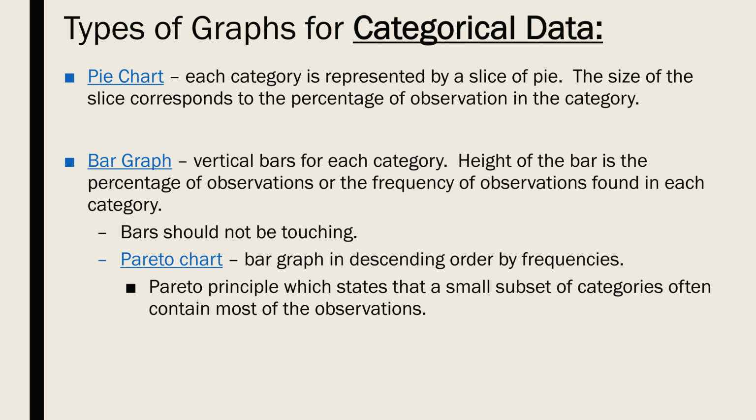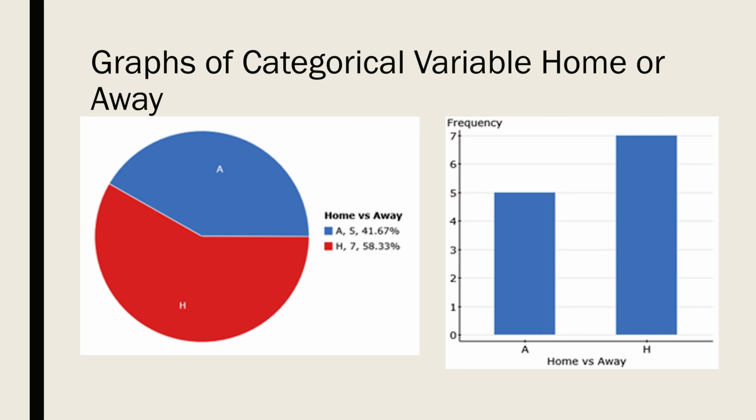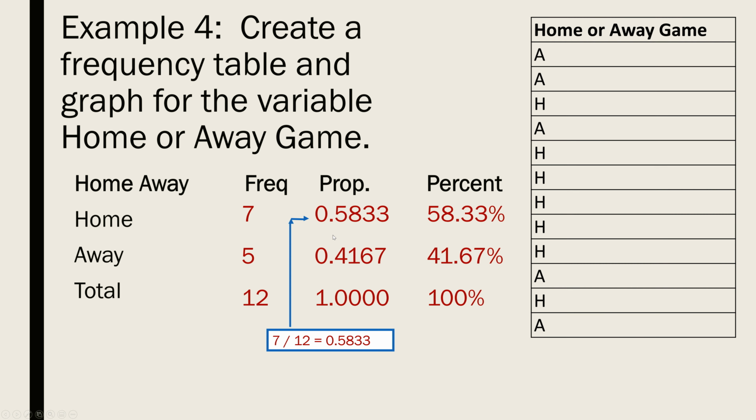Common types of graphics for categorical data. The first is the pie chart. For a pie chart, each category is represented by a slice of the pie. The size of the slice corresponds to the percentage of observations in the category. Here is an example of a pie chart.